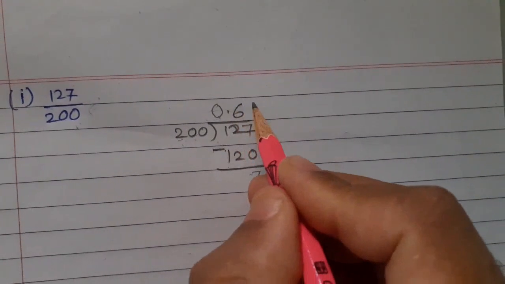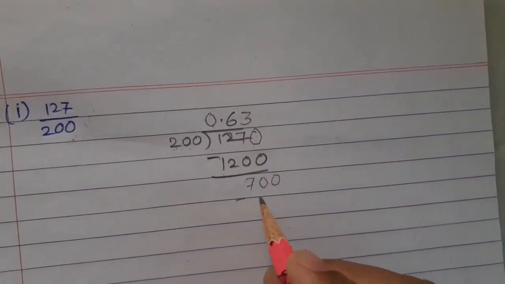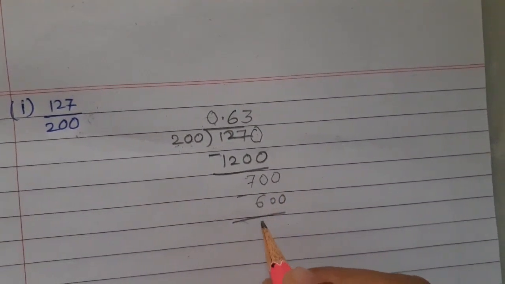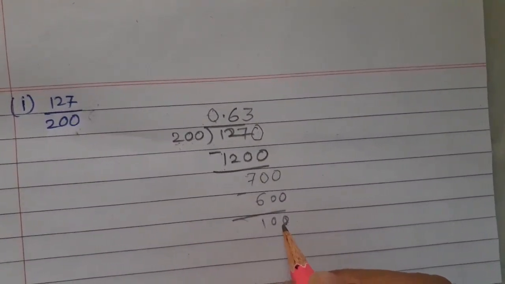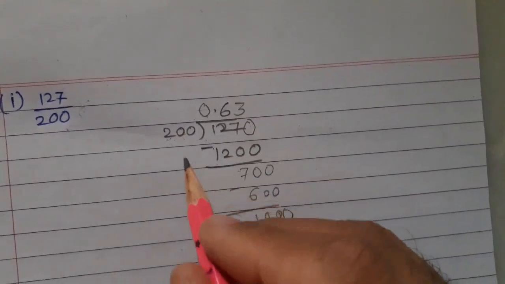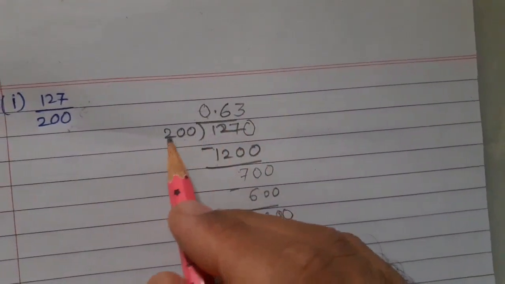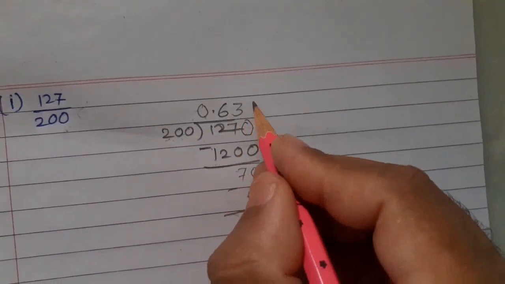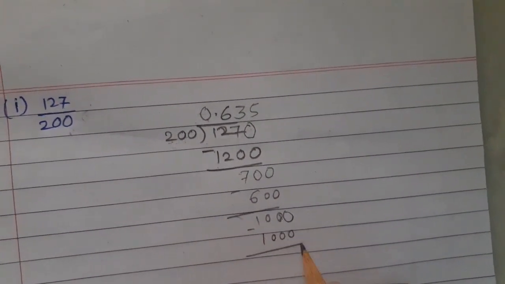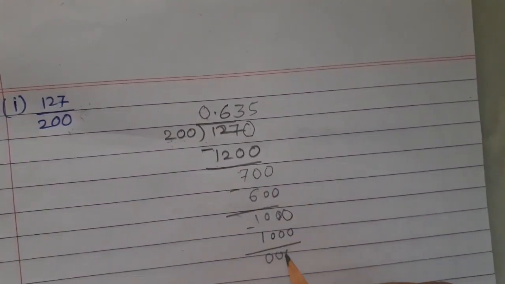Now 203s are 600, so subtract it, we are having 100. Now 100 is also less than 200, so take here 0. Now 25s are 100, so 205s are 1000, so write down here 5 and 1000 here. Now subtract it, then we will get 0 0 0.